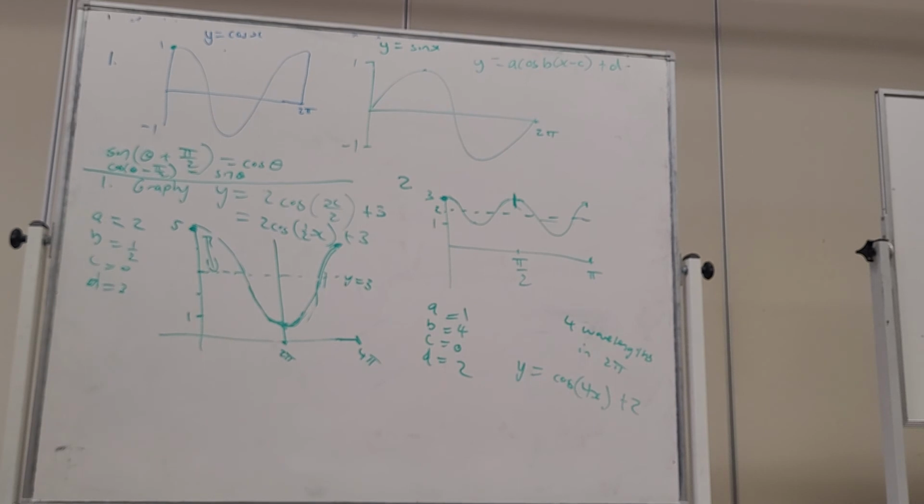Splendid. So that's the exercise we're doing today. That is 7c, the cosine function.